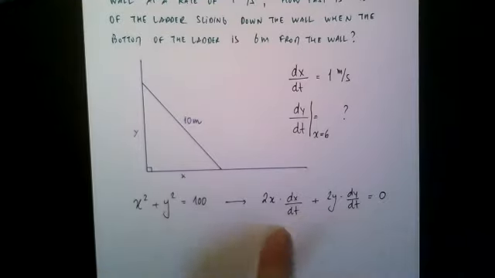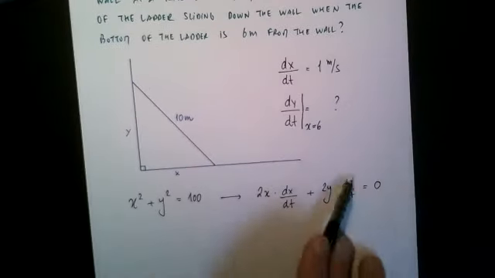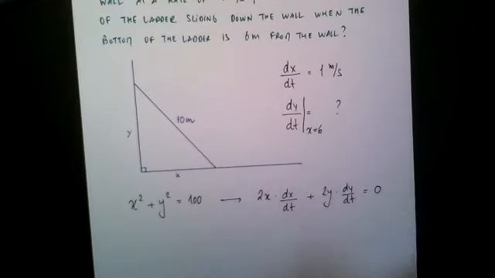Do you understand this? This is the tricky part where people forget the chain rule and they don't realize that it's a function of t. Do you understand this? Would you like me to repeat where I got this from?